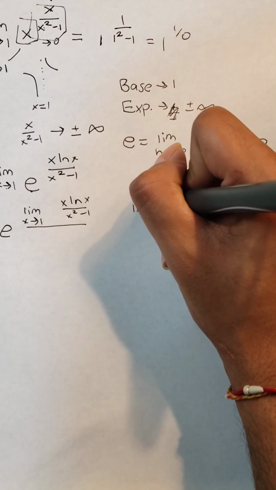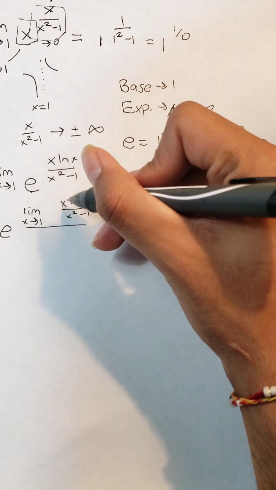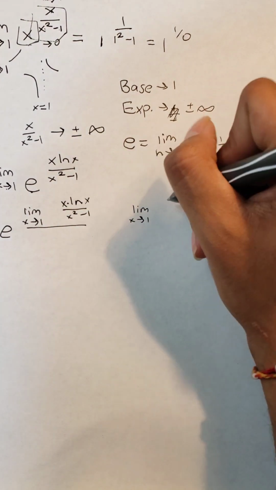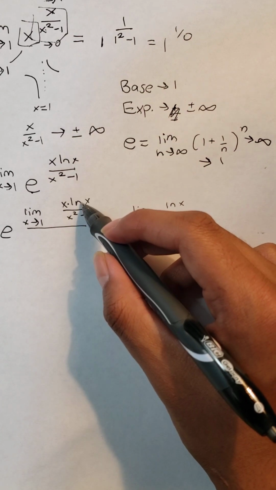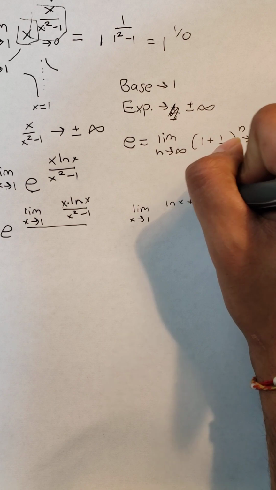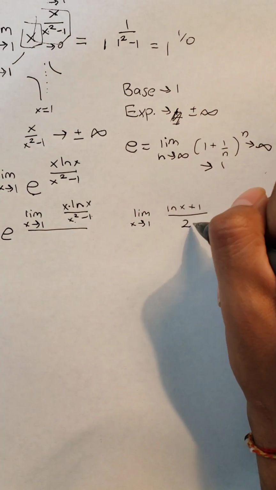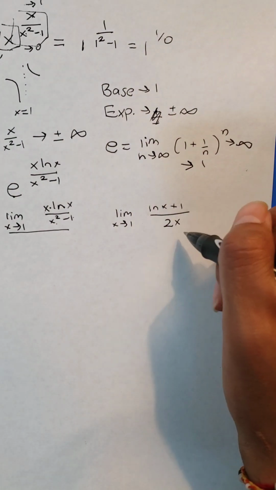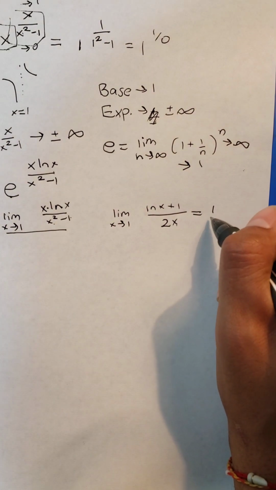And so now we can try L'Hopital's. The derivative of x is 1 times natural log of x is natural log x. And then the derivative of natural log of x is 1 over x times x is 1, over the derivative of x squared minus 1, which is 2x. And if you evaluate this at 1, natural log of 1 is 0, 2 times 1 is 2, and you end up with 1/2.